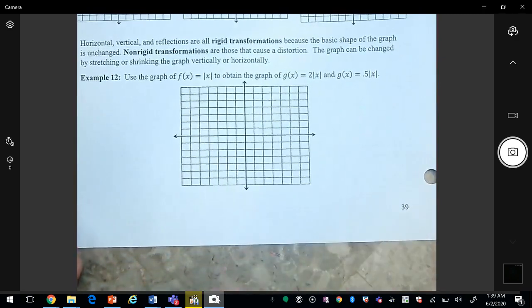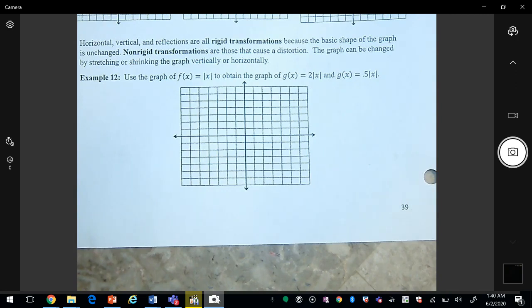Horizontal, vertical, and reflections are all rigid transformations because the basic shape of the graph is unchanged. So that means when you're moving left or right or up or down or reflecting on the x-axis or y-axis, they're called rigid transformations because the shape remains the same. Non-rigid transformations are those that cause a distortion. The graph can be stretching or shrinking, vertically or horizontally.